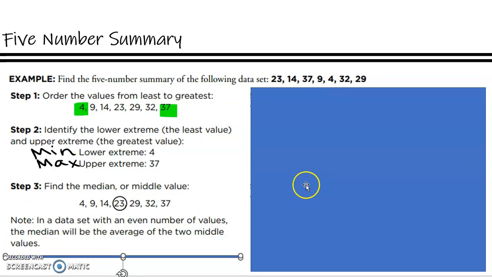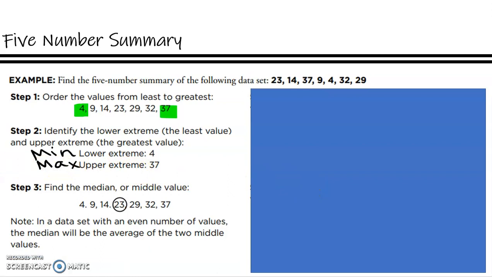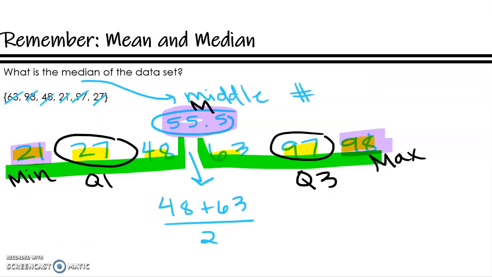Step 3 is to find the median or the middle value. And you can see here that they found the middle and it's 23. So I'm going to highlight it up here as well. Remember that that divides your data into the lower half, the upper half. Notice that the median is between, it's not in either group. And again, just like in the warm-up right here, if there is not a middle number, you have to average them.